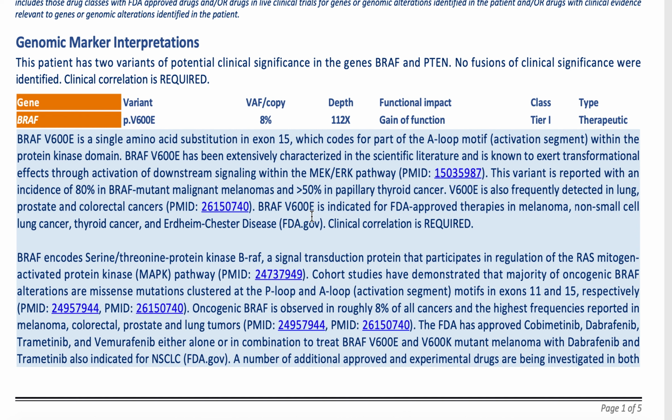For instance, for BRAF, we can see that 80% of malignant melanomas have a V600E BRAF variant. This variant is also commonly detected in thyroid, lung, prostate, and colorectal cancers. There's a quick description of the therapies used to treat individuals with the BRAF V600E variant, but this will be covered in more detail in the therapies video in this tutorial series.